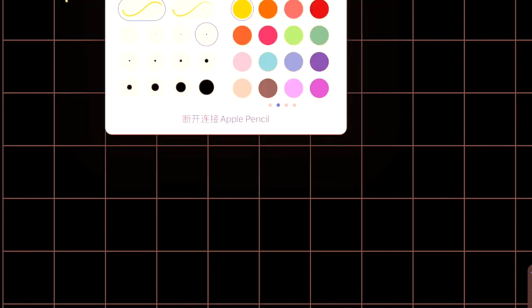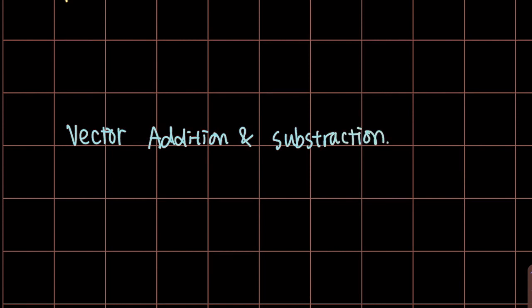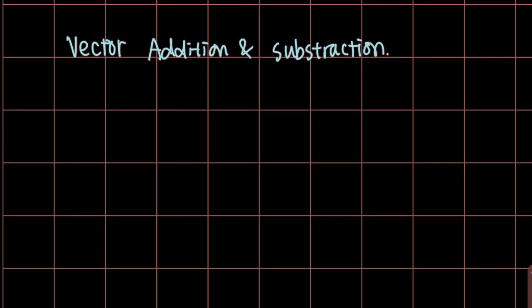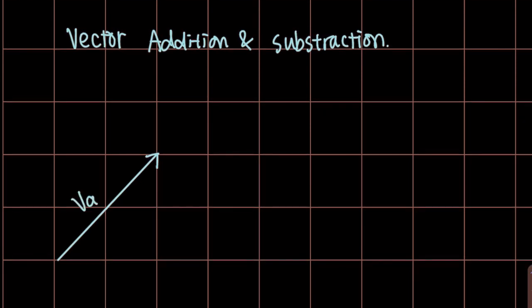So let's talk about the next one. Vector addition and subtraction. Okay, let me illustrate that by drawing a picture. The first one, if that is the vector Va. The Va represents the plane's airspeed, which is the speed the plane would have in still air.